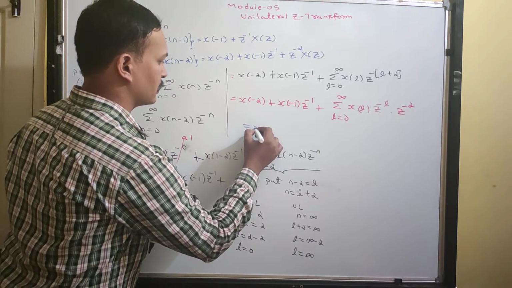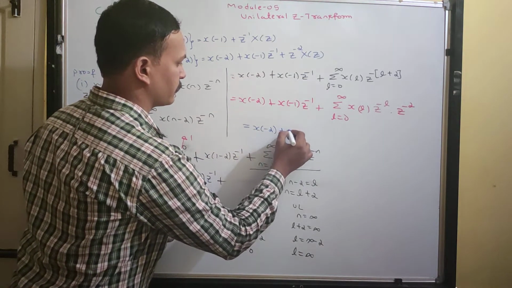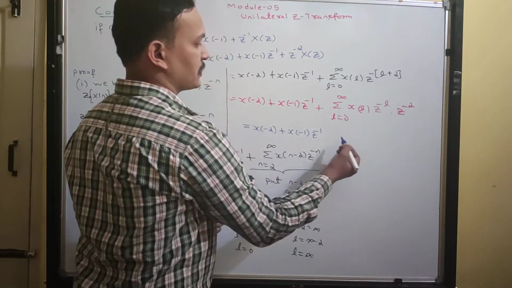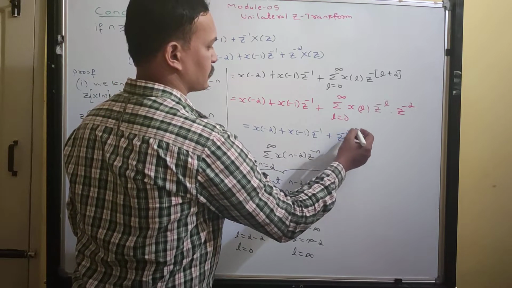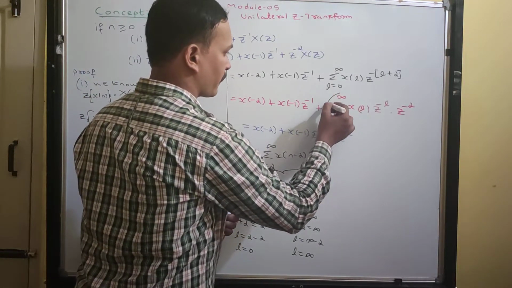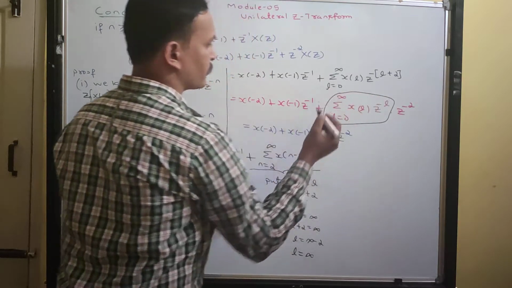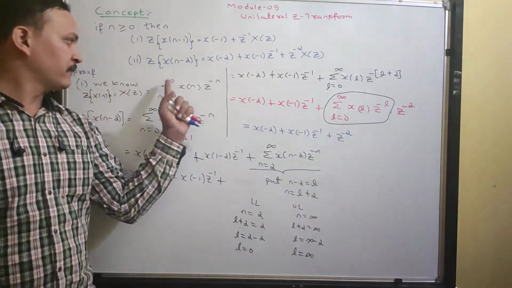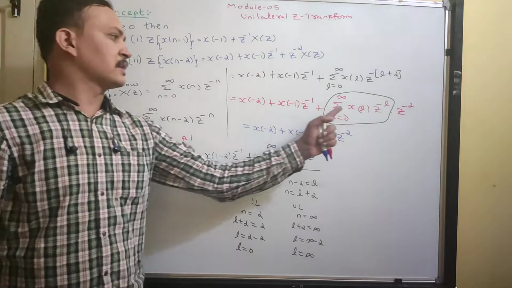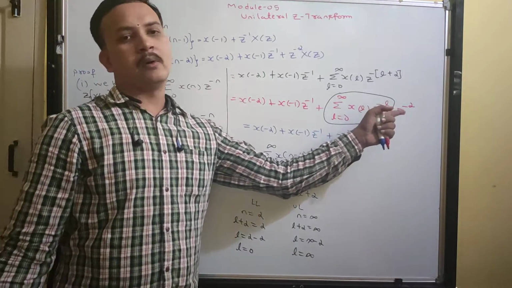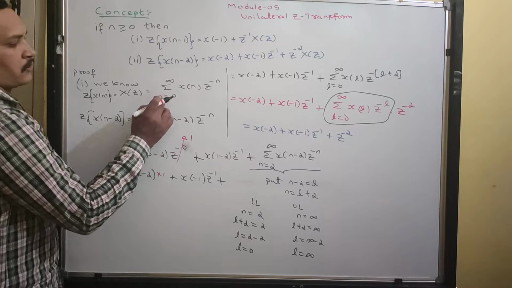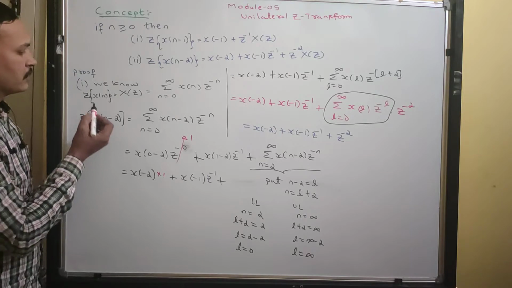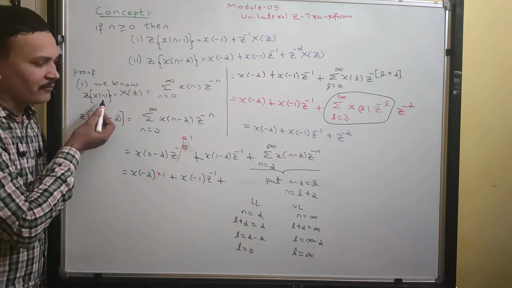Next step, we can write it like this: x of minus 2 plus x of minus 1 z inverse. Take z power minus 2 outside. What is this entire thing? See the formula: summation n equals 0 to infinity x of n z power minus n. Only the variable is different. So finally what can we write? x of z. The z transformation of x of L becomes x of z.